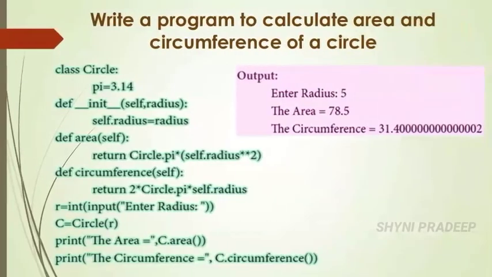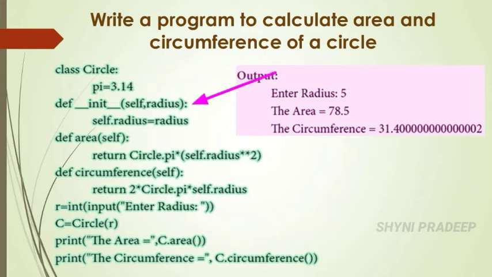Okay. Next let us see some sample programs to illustrate classes and objects. Write a program to calculate the area and circumference of a circle. In this program we are going to calculate the area and circumference of a circle. First you have to write the keyword class. Next, Circle. Circle is the class name. Pi, that is the variable. Pi is equal to, its value is what? 3.14.